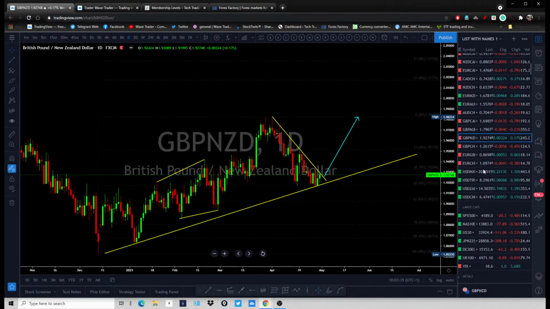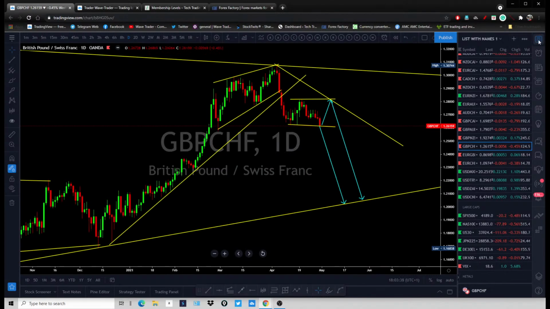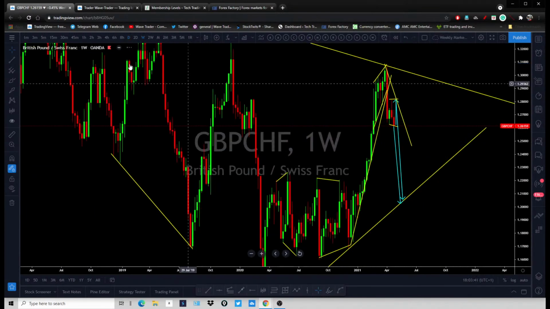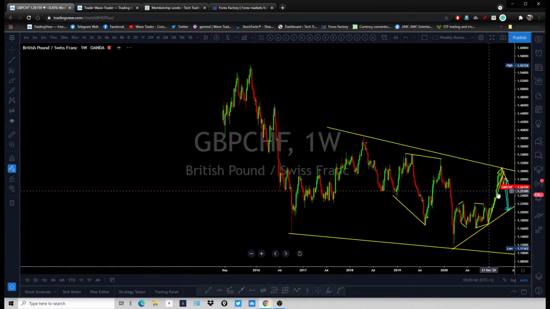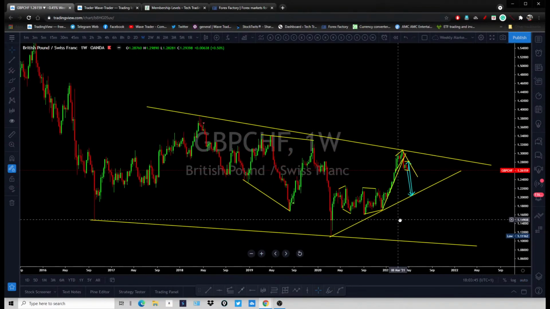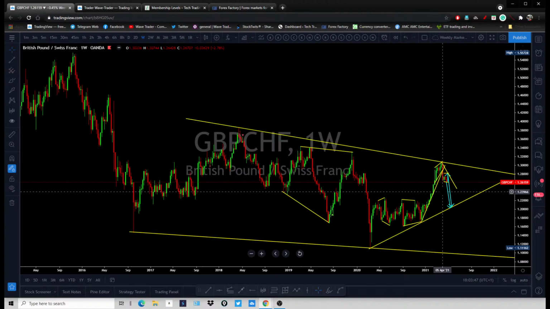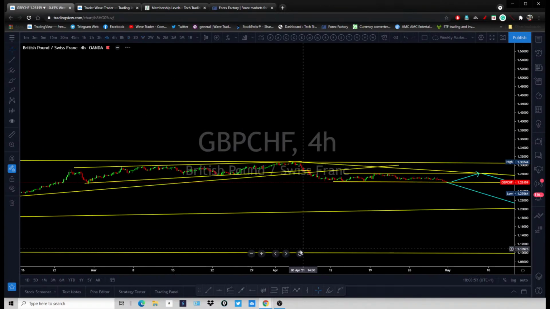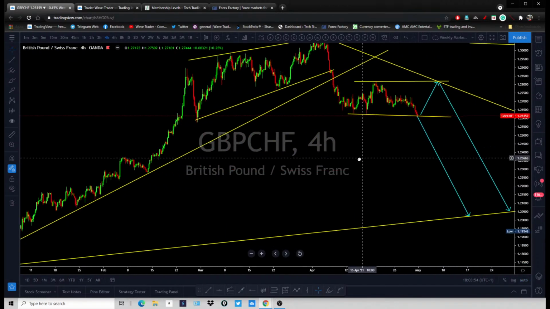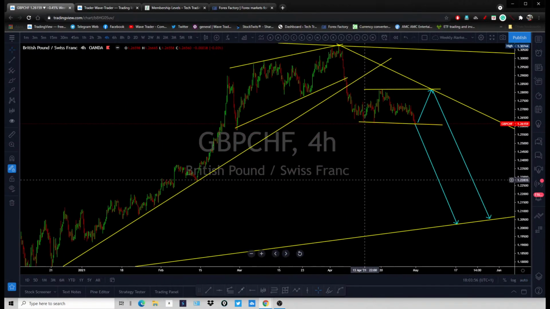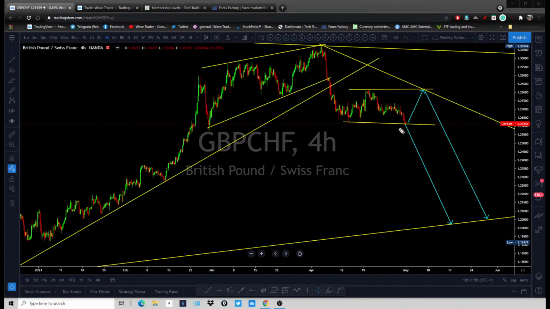So pound Swiss franc. A kind of neutral analysis on the pound Swiss, but the longer term analysis is very much clear. We are looking for this to drop, a bearish wave. On the lower time frame, there is an expanding triangle formation. So correct on the lower time frame and continue dragging lower, or bounce off, correct, go back up and then drop.